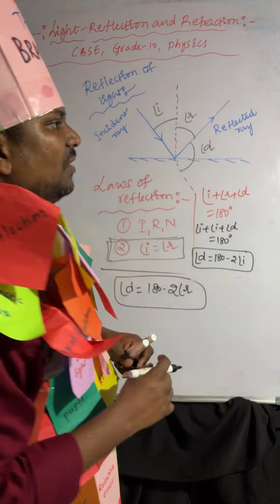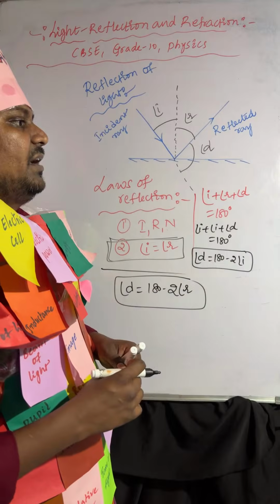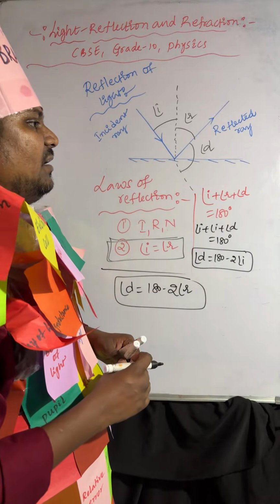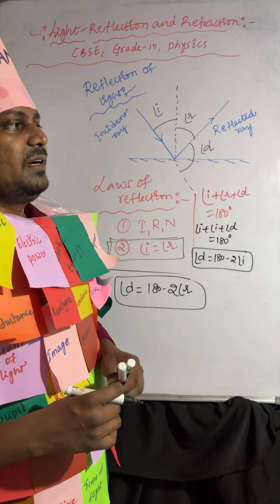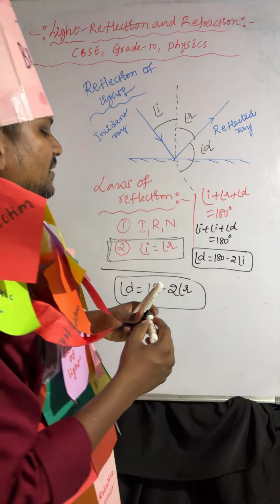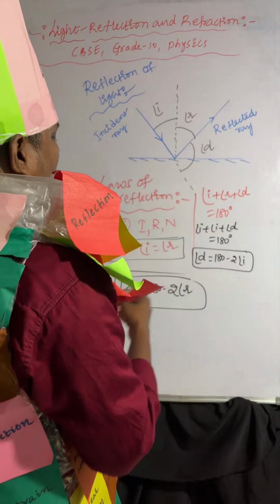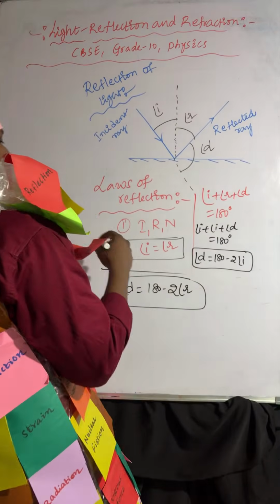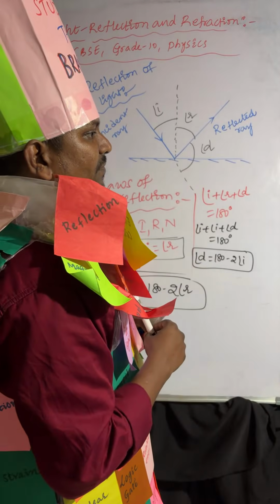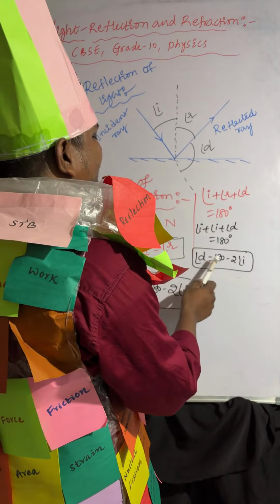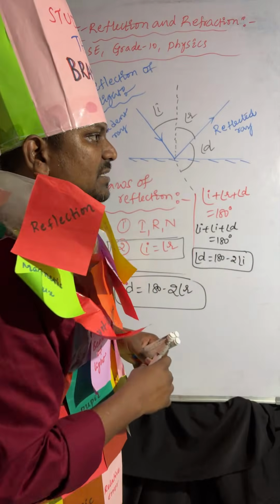Angle of deviation equals 180 minus 2 angle of reflection. I hope it is very clear. Now, sir, how did you write this? I have one question. Sir, how did you write angle of deviation equals 180 minus 2 angle of incidence?